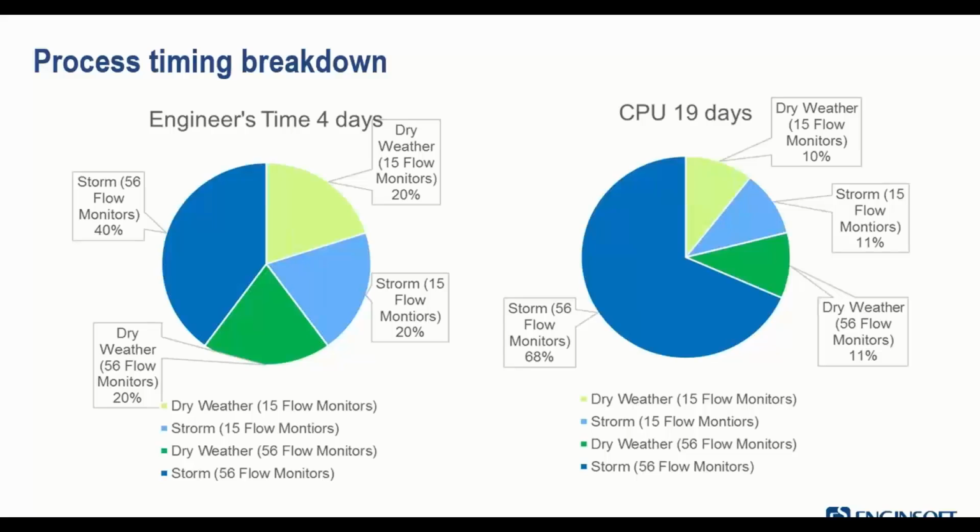we've got a breakdown there of the different amounts of time it took to do the dry day for 15 and 56 flow monitors, and for the storm, 56 monitors for the storm and dry day. So you can see that the split, obviously the biggest amount of time was for the storm verification of the full 56, 40% of the overall 4 days time in terms of setting up. But in terms of CPU, it obviously used most of the CPU for that.